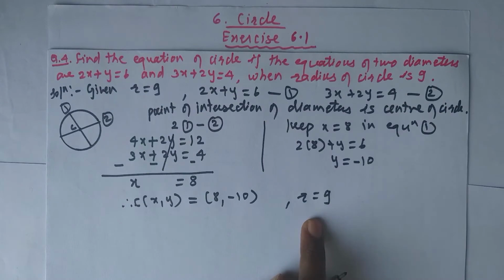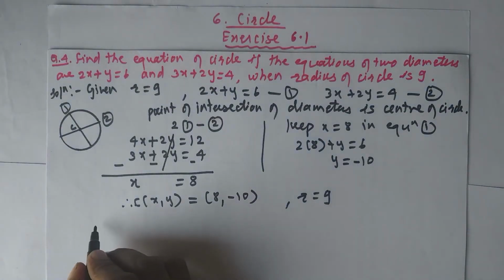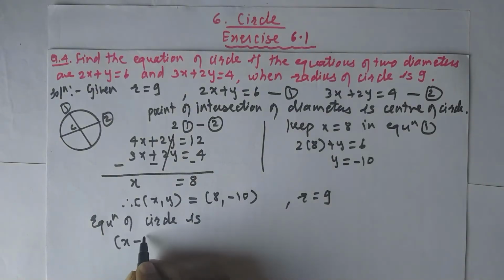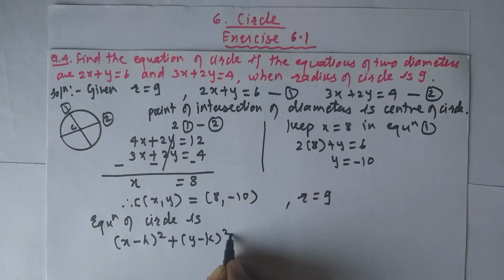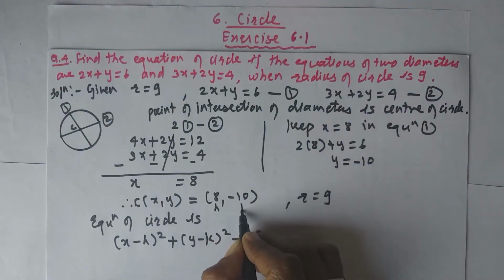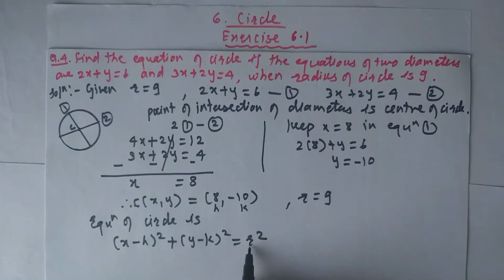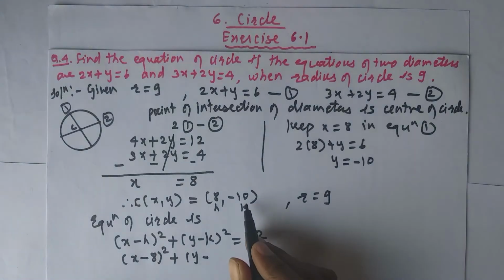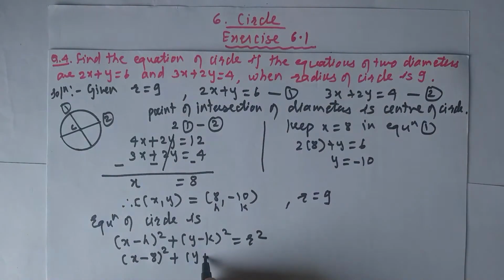The radius is already given and we will find the equation of the circle by the center radius form. Therefore, write down the equation of the circle. Write down the first formula of the center radius form: (x minus h) square plus (y minus k) square is equal to r square. Here what is h? h is 8 and k is minus 10 and r is 9. Keep those values in this equation: (x minus 8) square plus (y minus of 10, means plus 10) square, and here 9 square.